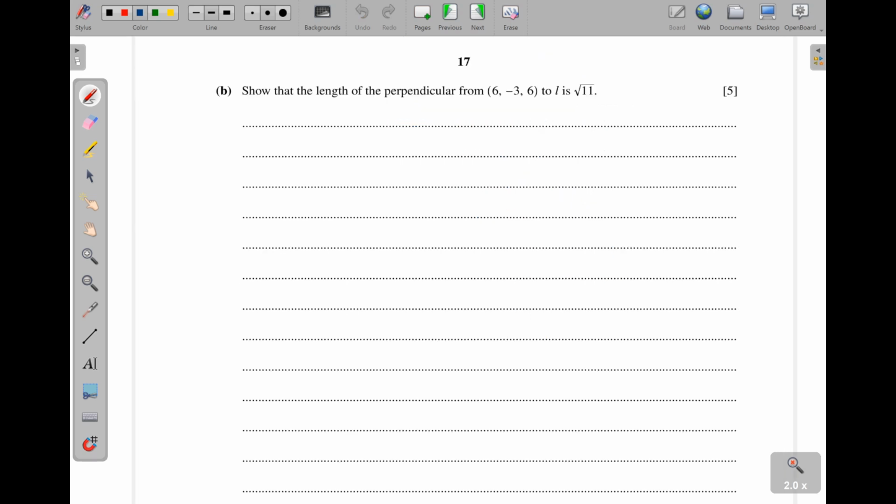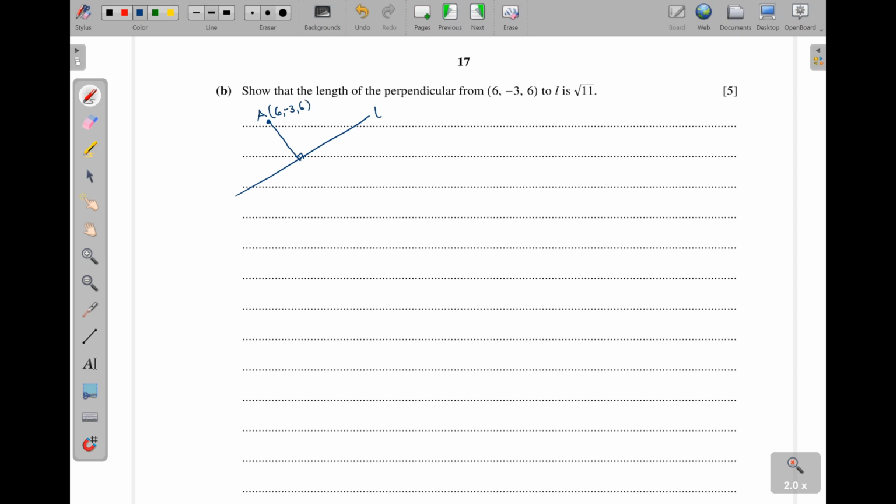Okay, but be sure that the length of the perpendicular from this point here to L is root of 11. So I can have my line here, so that is the line L. Then there is this perpendicular to it, which is from point A. Let's say this point is A. It is given as (6, -3, 6).